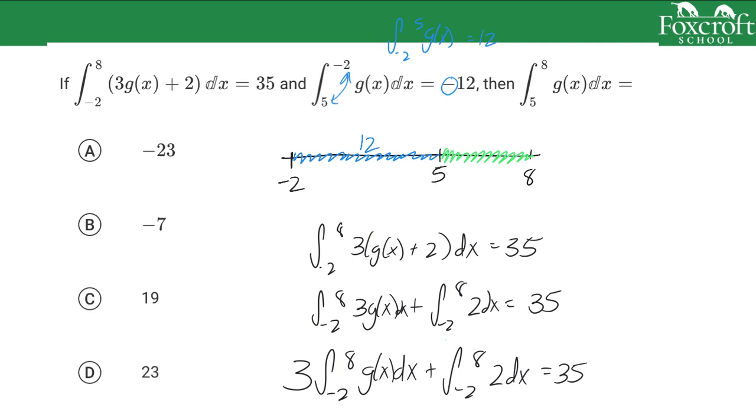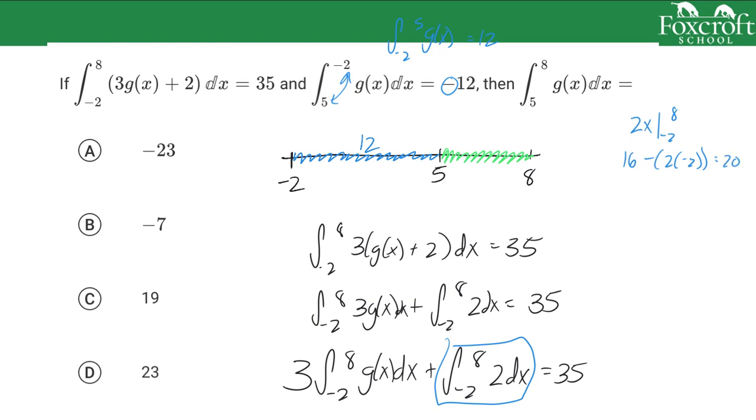And then I can figure out what this is by doing just the normal fundamental theorem of calculus. I take the antiderivative, it's going to be 2x, evaluate it from negative 2 to 8. So when I plug in 8, I get 16. Subtract when I plug in 2. 16 plus 4 is 20. All right, so this is 20.